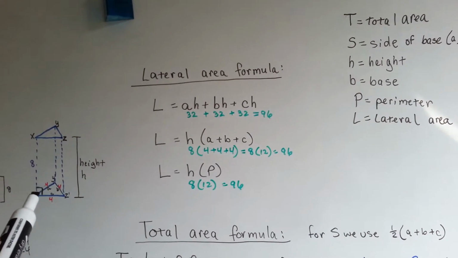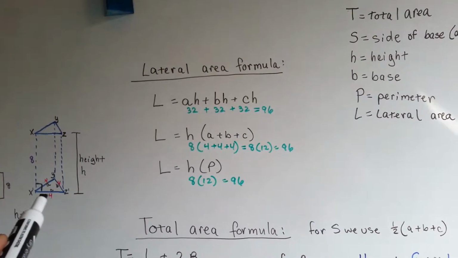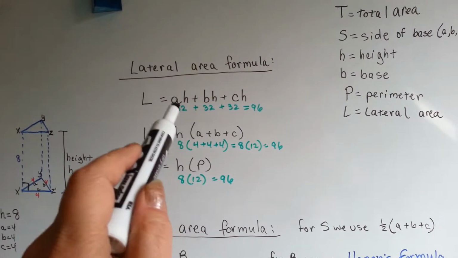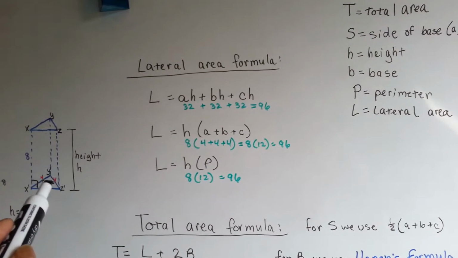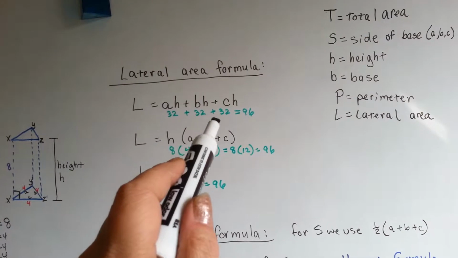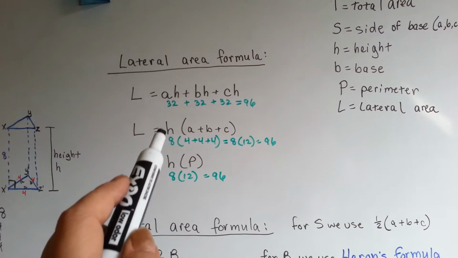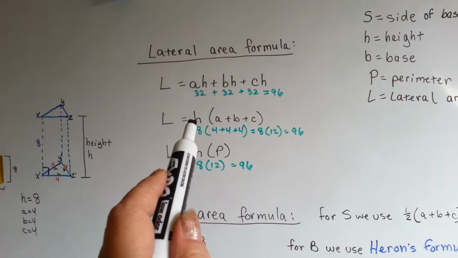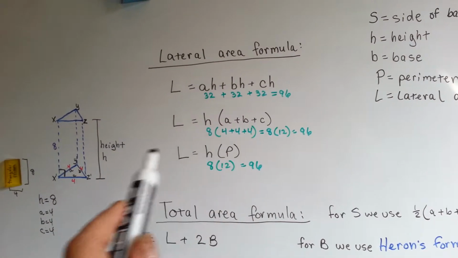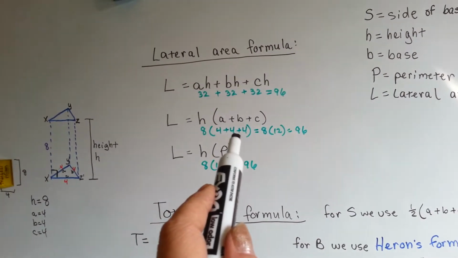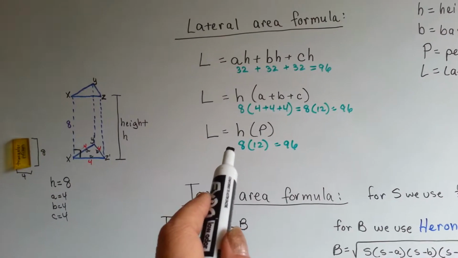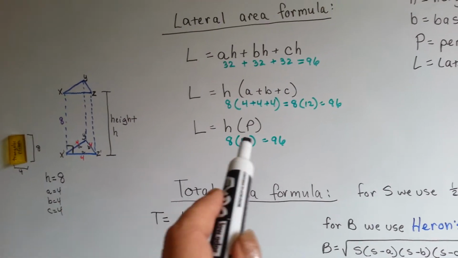times the height. So if the side right here, B, is 4, we do 4 times 8, which is 32, and because each one of them is 8 and each one of them is 4, it makes it very simple. We just do 32 plus 32 plus 32, which is 96. We could also say the height, which is 8, times the perimeters, 4 plus 4 plus 4, which is 12. So we do 8 times 12, which is 96.